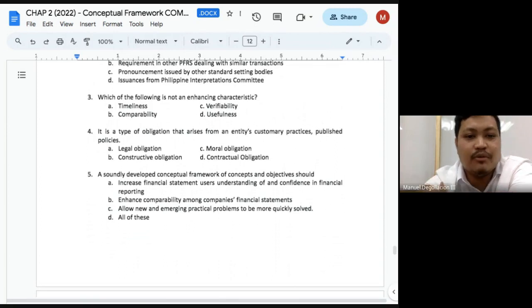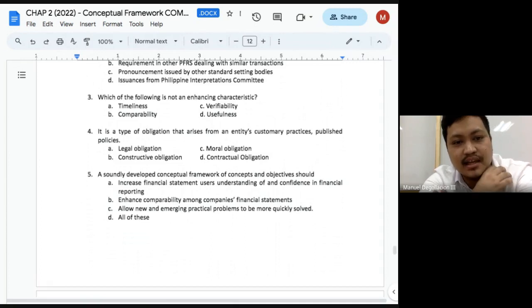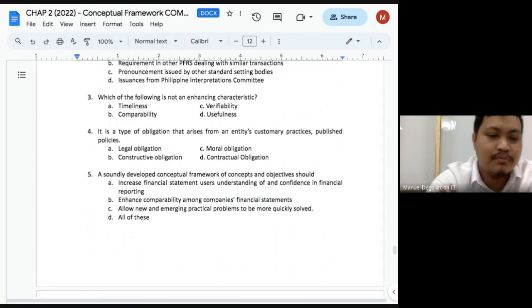Number 4, it is a type of obligation that arises from an entity's customary practices, published policies. So this is basically the definition of your constructive obligation. So the answer number 4 would be constructive obligation. Legal obligation provided by law, contractual obligation provided by contracts. Moral obligation has no place in businesses class. Constructive obligations are those that arise because of your acts. It is not expressly stated, but because of your acts, you may be presumed to be obligated or liable.